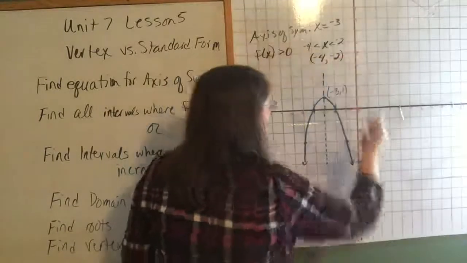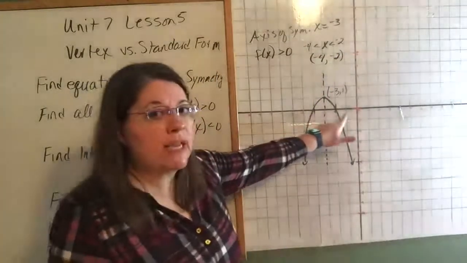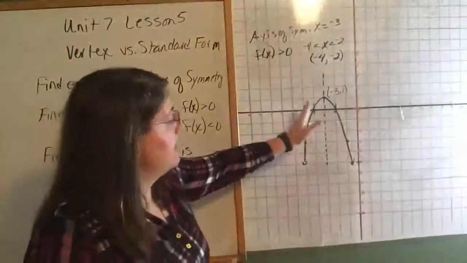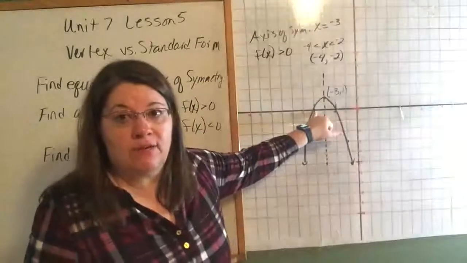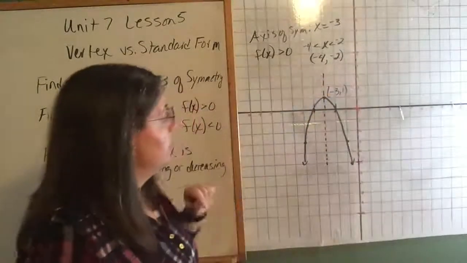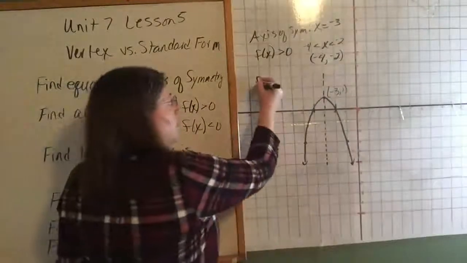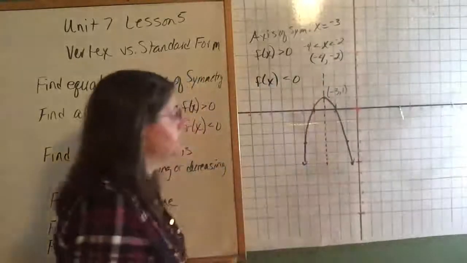Now notice it's not including the -4 or the -2, that's our cutoff point, because that -4, it's not greater than 0, it is 0. So you can't say that it's included, so that's why I'm using parentheses here. For the next one, find the intervals where f of x is less than 0.